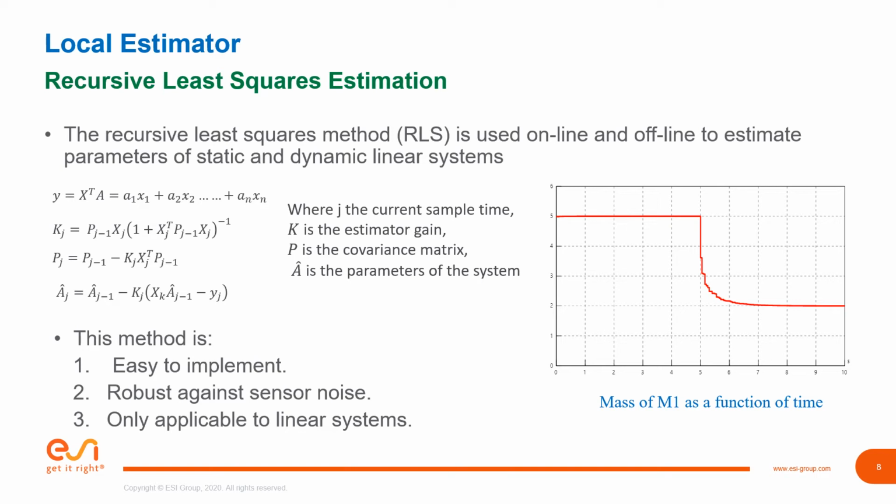So we can see here, after the implementation of the least square method, the estimator managed to estimate the change in the value of M1. What about this method? This method is easy to implement and robust against sensor noise, but the main disadvantage of it is that it's only used for linear systems.